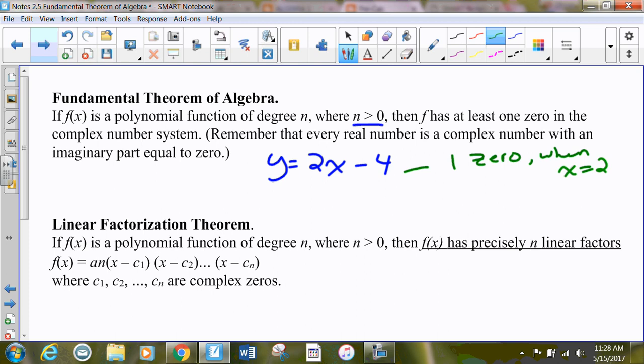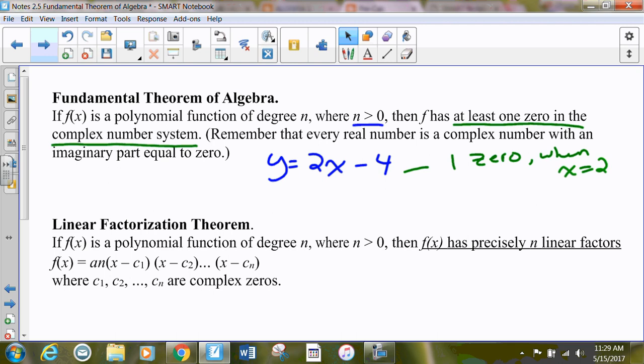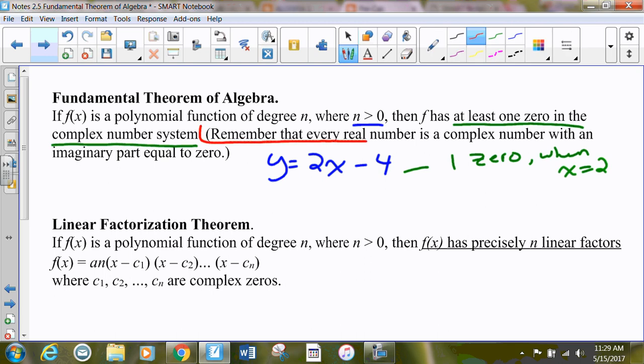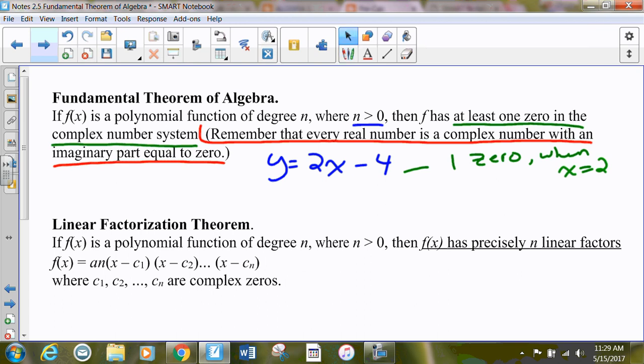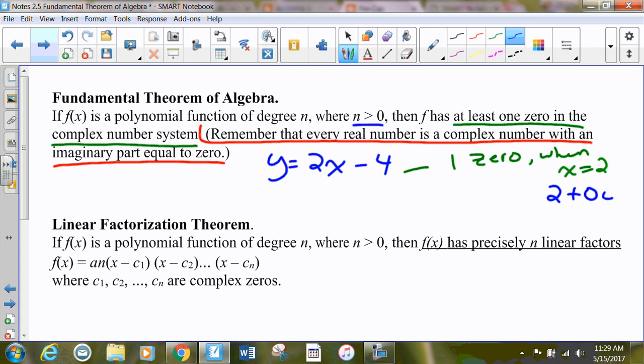So this is crazy, right? Because it says at least 1 zero in the complex number system. And you're like, Ms. Overby, 2 is not in the complex number system. That's a real number. And you're right. This is why we've got to remember that every real number is a complex number with an imaginary part equal to 0. So I could write x equals 2 as 2 plus 0i. Voila, it's complex.